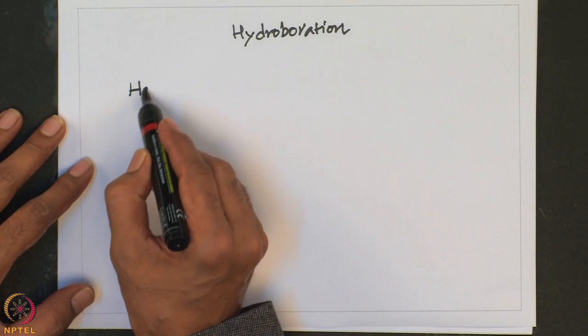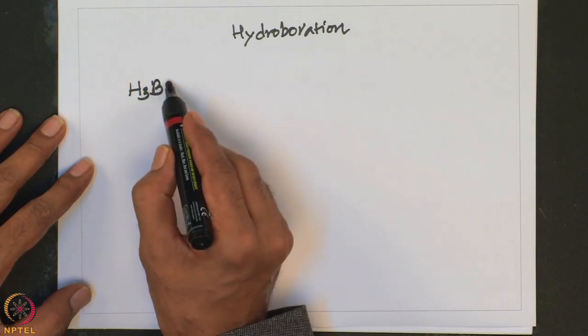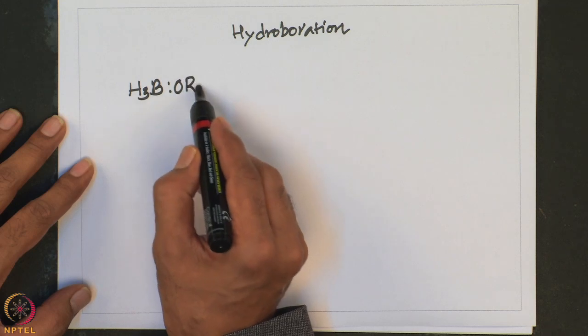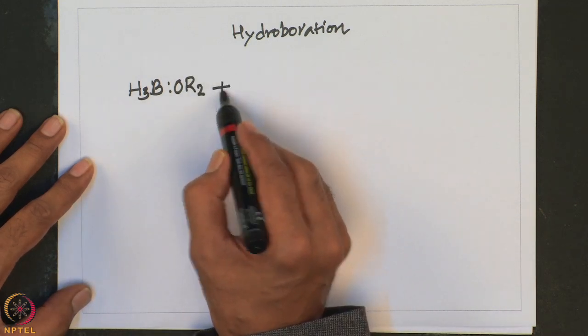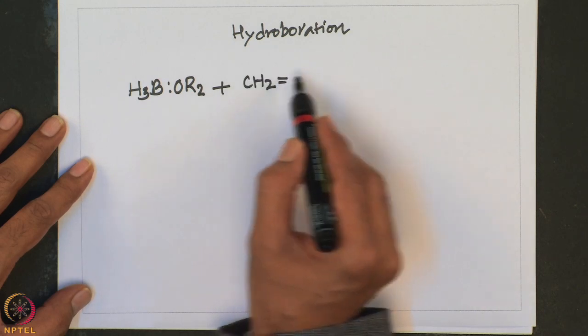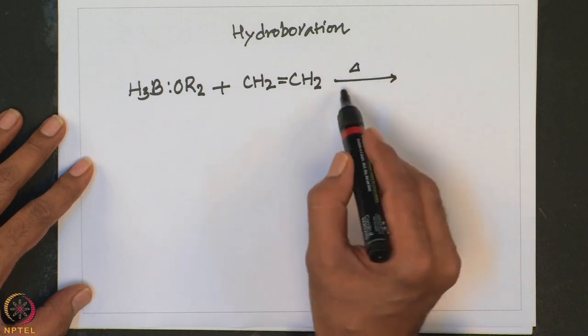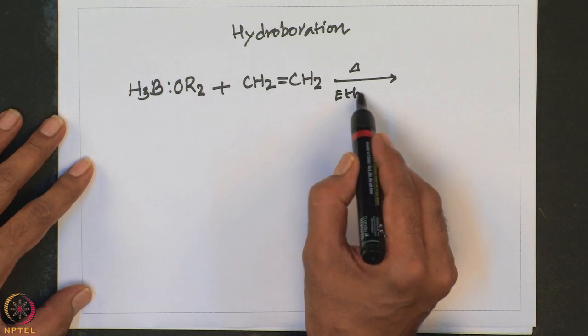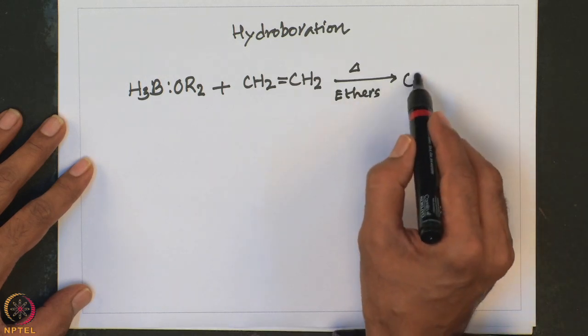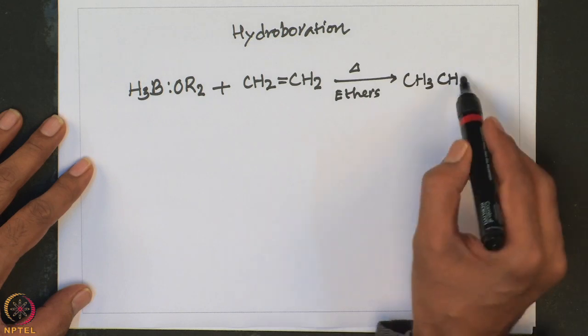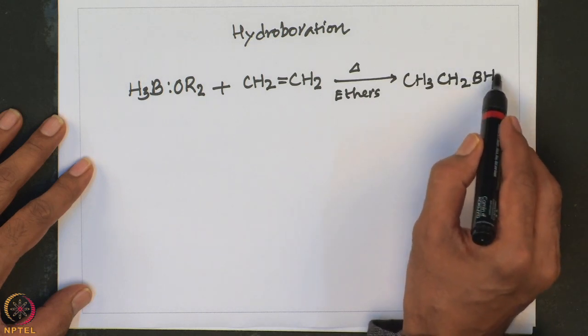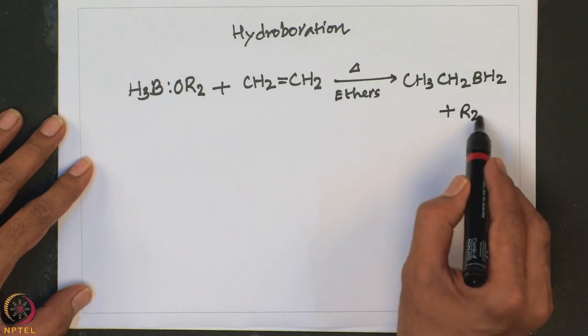For example, you can use diborane, or one can also use a borane ether adduct. When it is treated with an alkene, preferably in ether solvents, it forms CH3CH2BH2 plus R2O comes out.